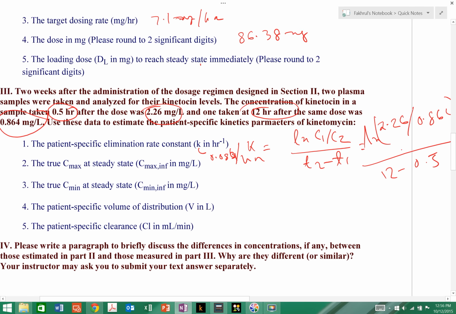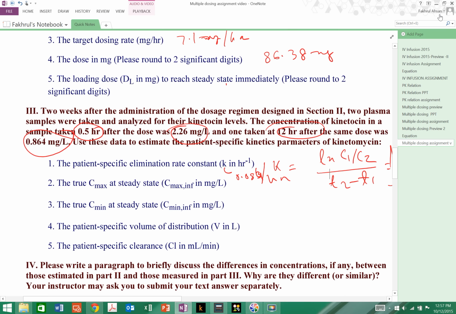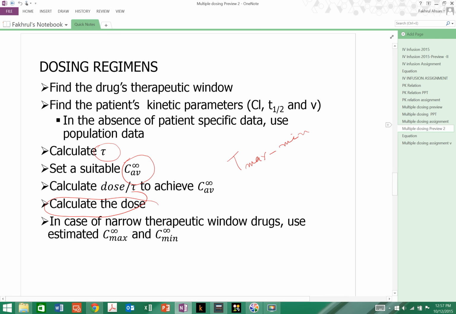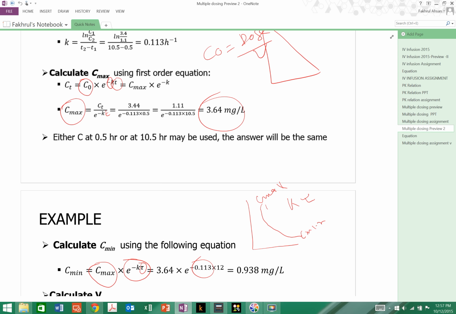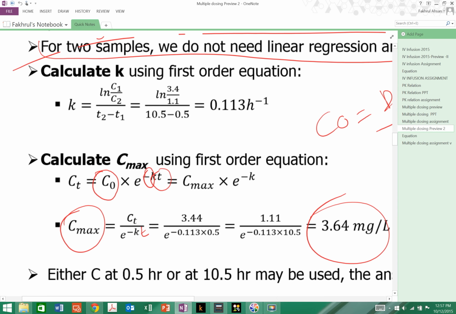So now the true Cmax at steady state. True Cmax means, based on this data, you have to calculate my true Cmax. To calculate true Cmax, you should go back to my note where we review multiple dosing. You see here, multiple dosing. This is the equation we are using.